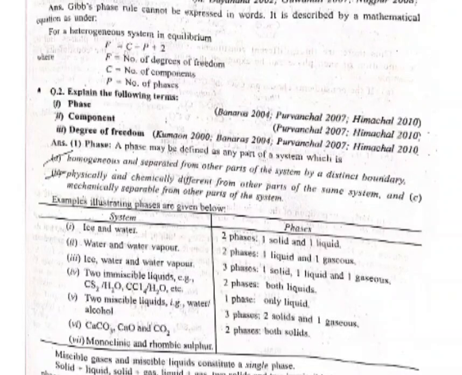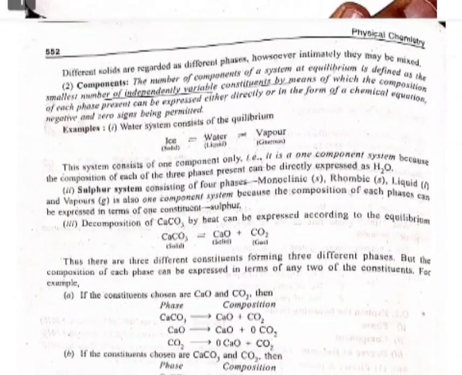Miscible gases and miscible liquids constitute a single phase. Solid plus liquid, solid plus gas, liquid plus gas, two solids, and two immiscible liquids constitute two phases. Different colloids and different solids are regarded as different phases, however intimately they may be mixed.